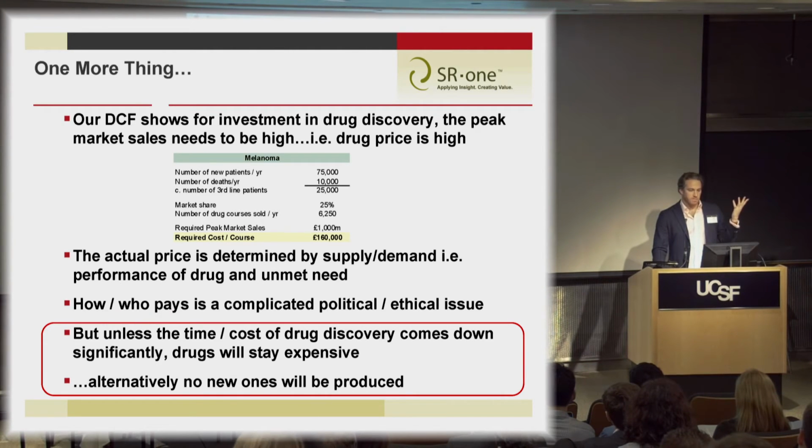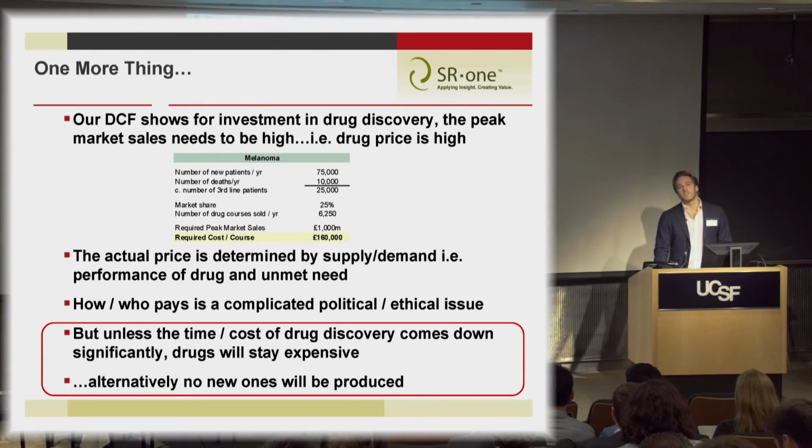there are 75,000 new patients a year. The third-line patients who haven't recovered, there are 25,000 of those. You've got a new drug for melanoma. I'll talk about this again later. Don't assume you're going to take 100% of the market share. 25% is pretty good going. So you have 6,250 patients that you can sell your drug to per year, and that's a pretty attractive return.